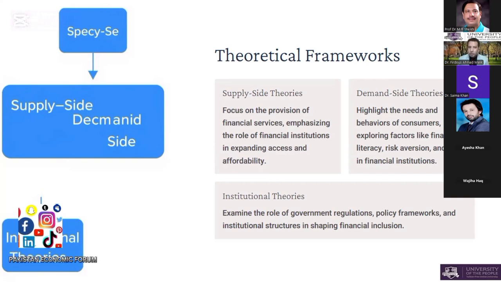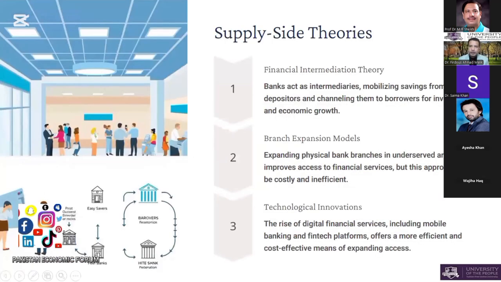I do not have that much time, so I am just giving you a general overview of the challenges financial inclusion faces. There is a supply and demand issue, there is an institutional issue, but we have highlighted that there is also a forecasting problem. Then the supply side theories that we have to understand.